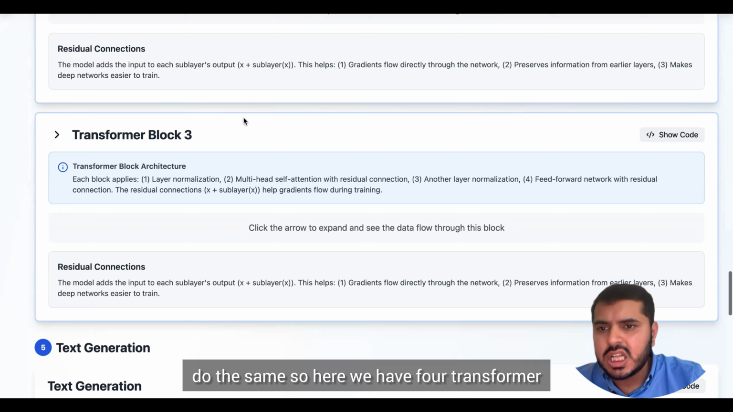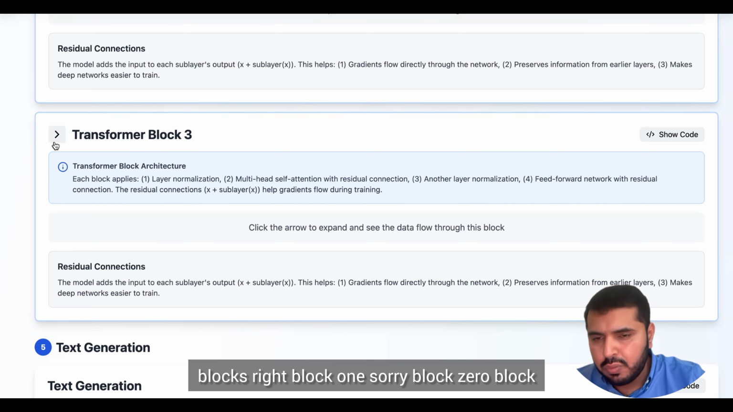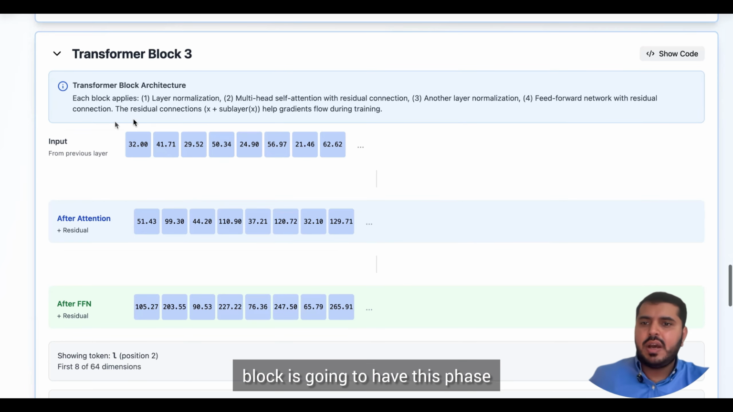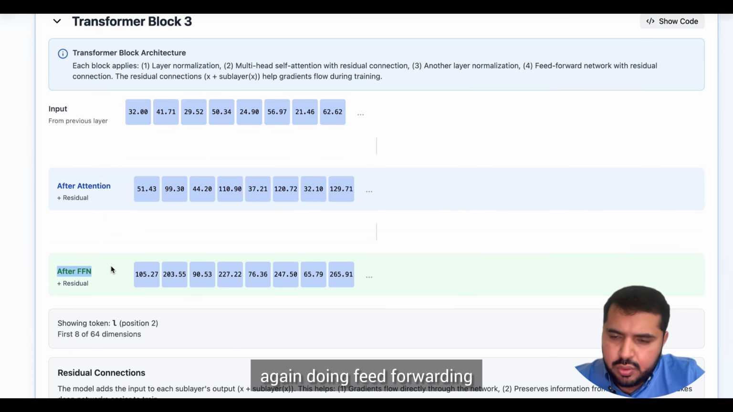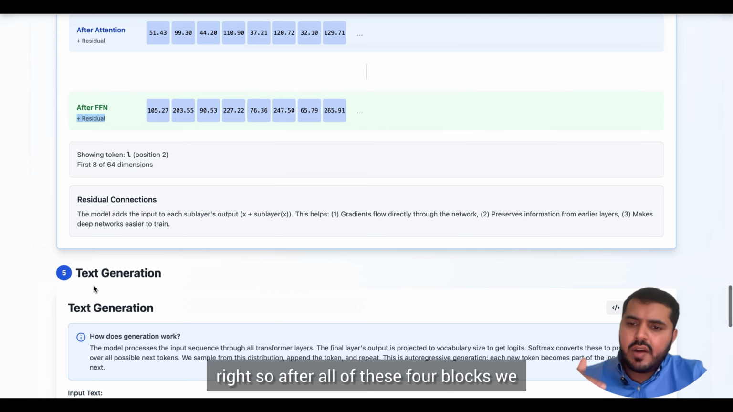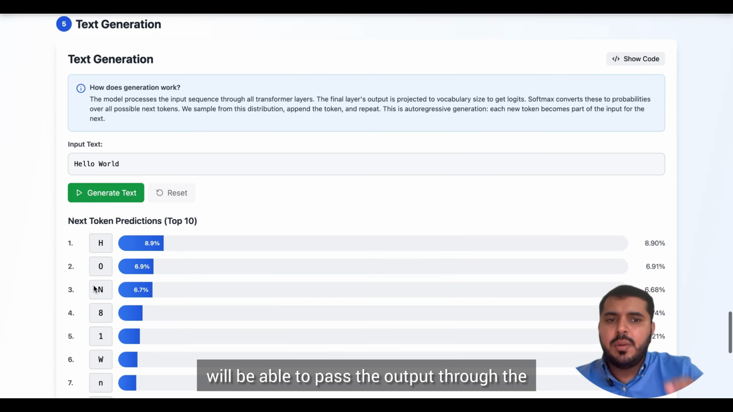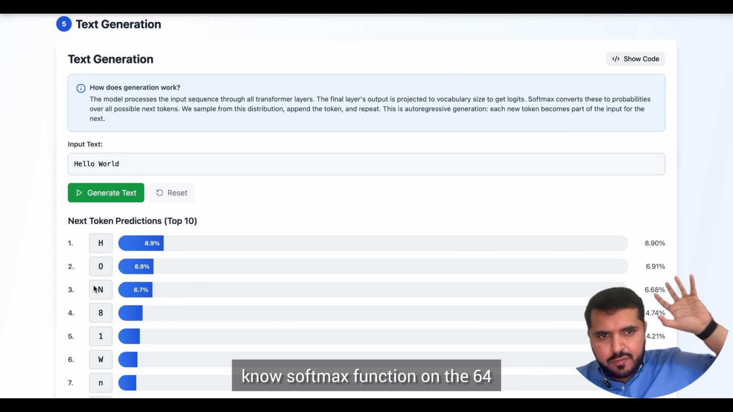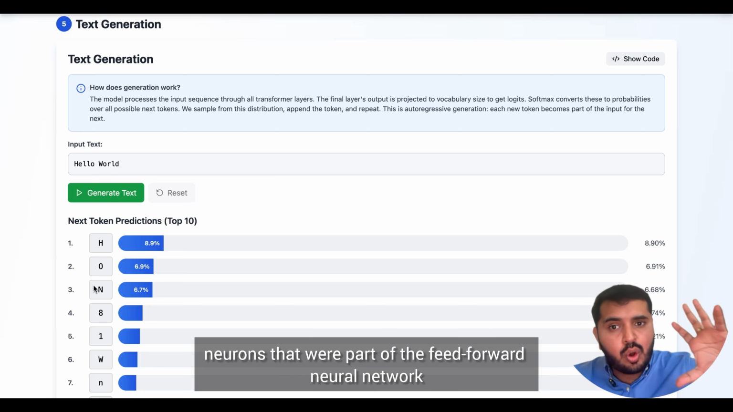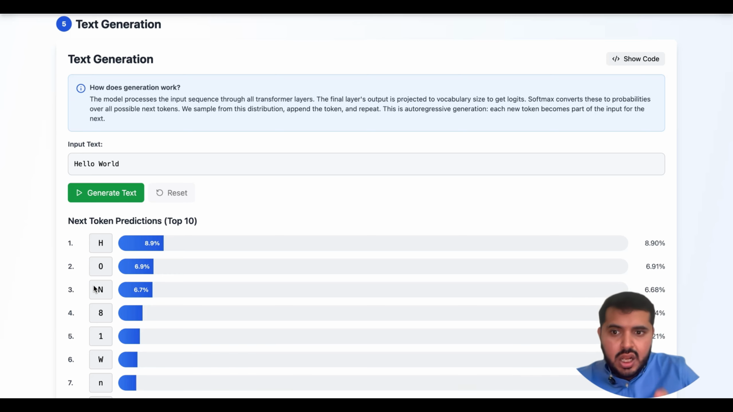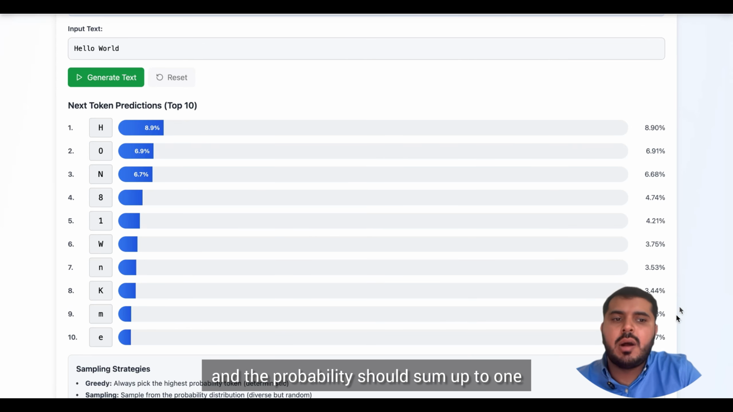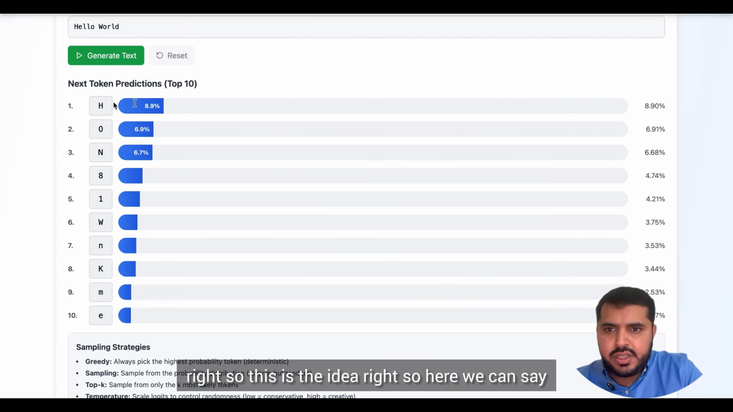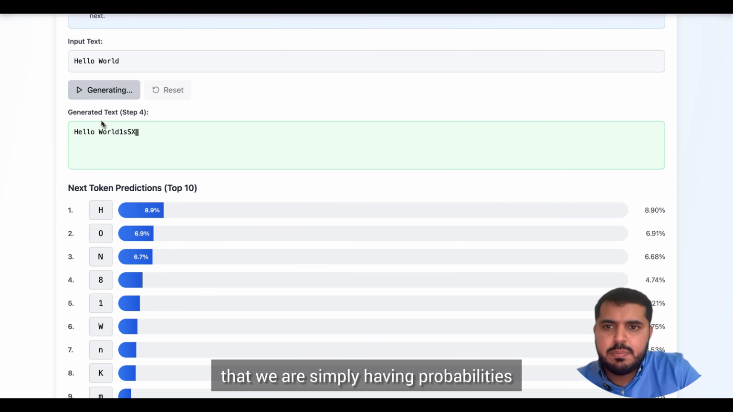Each transformer block is going to do the same. Here we have four transformer blocks: block 0, block 1, block 2, block 3. Each block has the input embedding, the attention, then adding residual, then the feed forward network, then again adding residual. After all four blocks, we pass the output through the softmax. The softmax function is applied on the 64 neurons of the feed forward neural network, and every neuron is assigned a probability. The probabilities should sum up to 1. So here we are simply having probabilities.